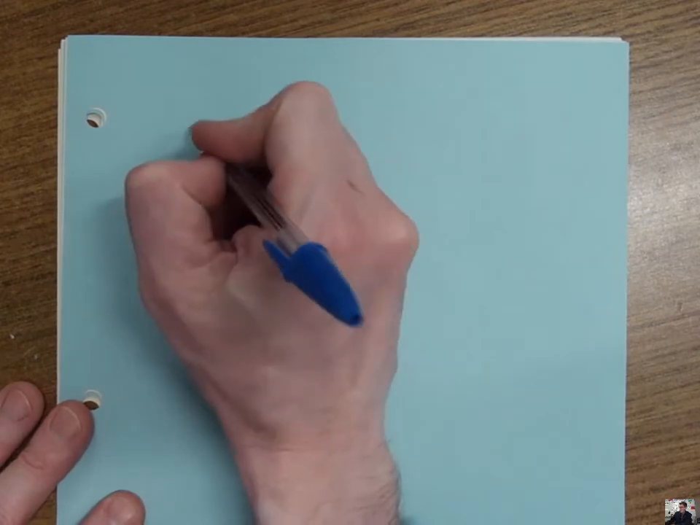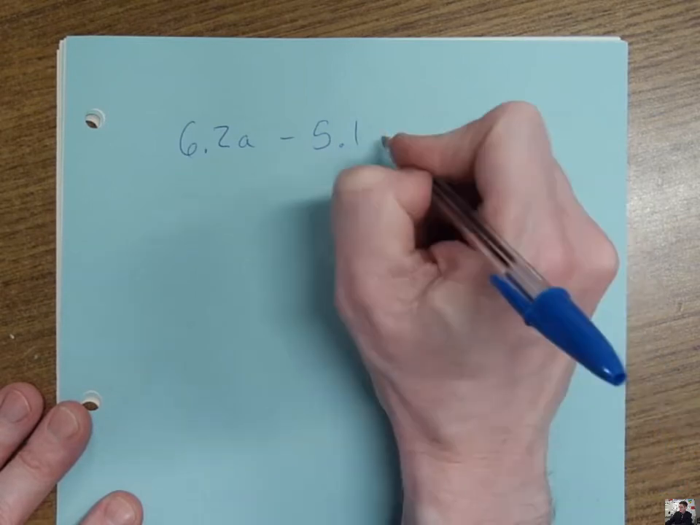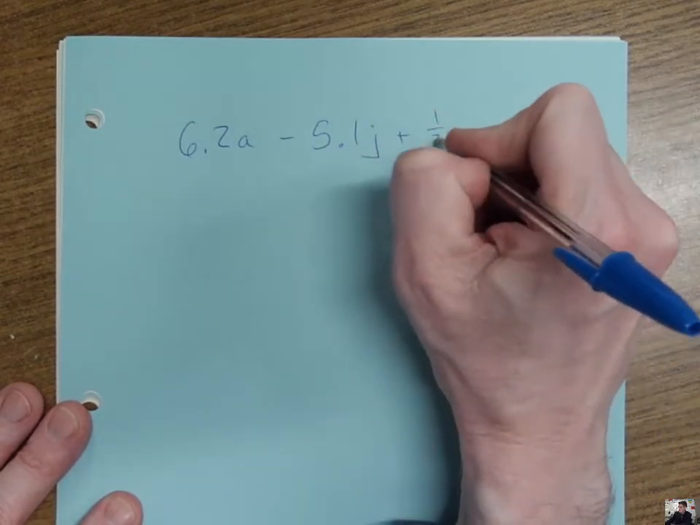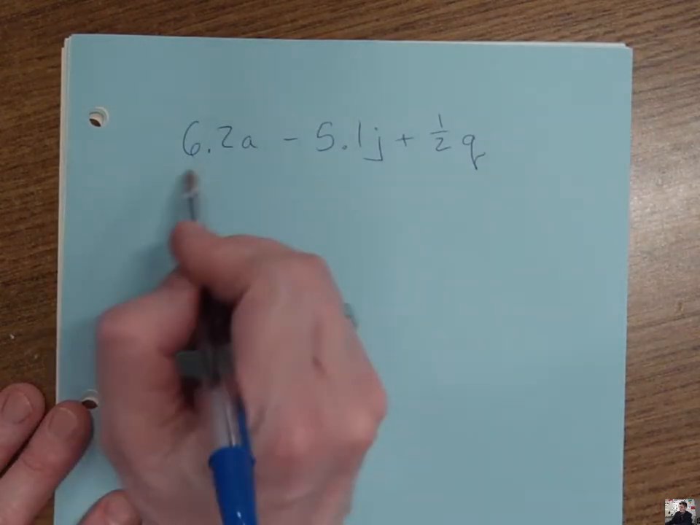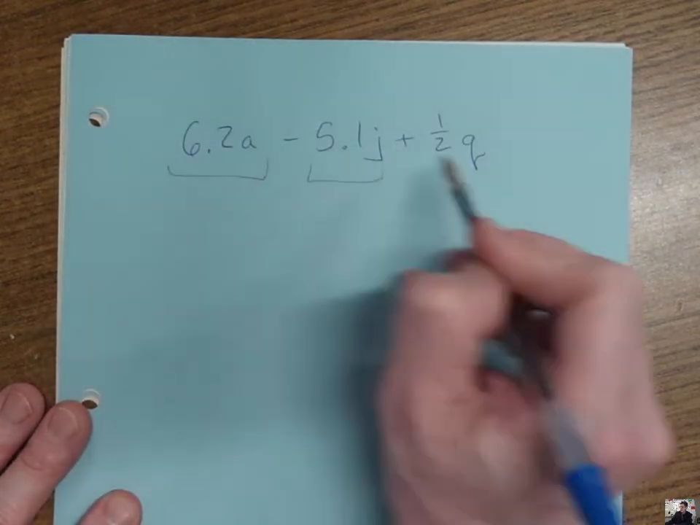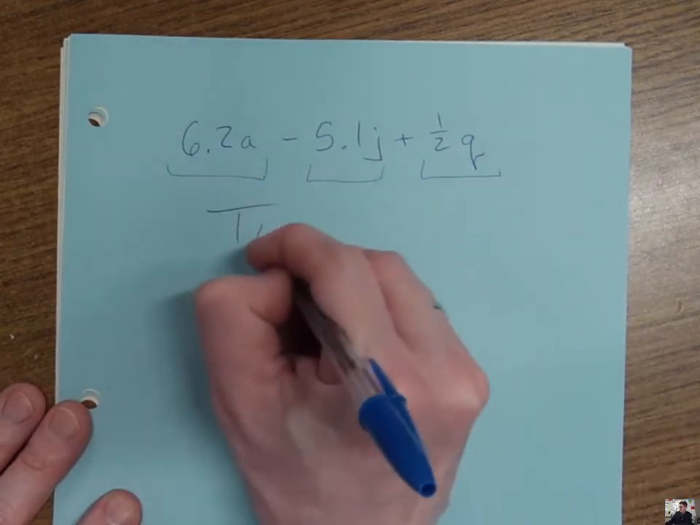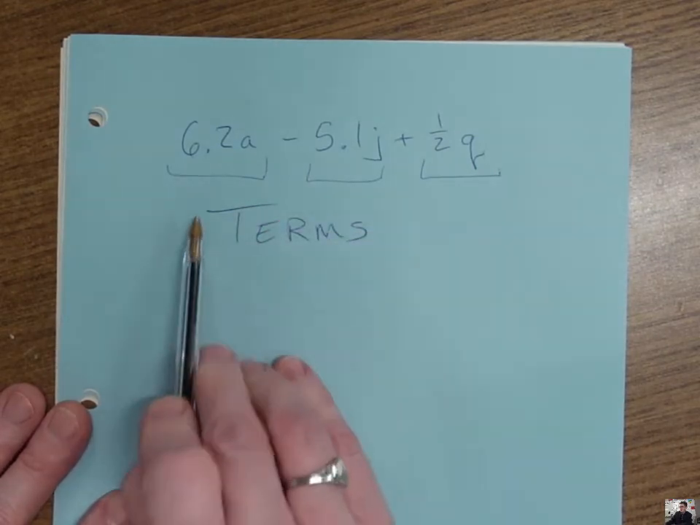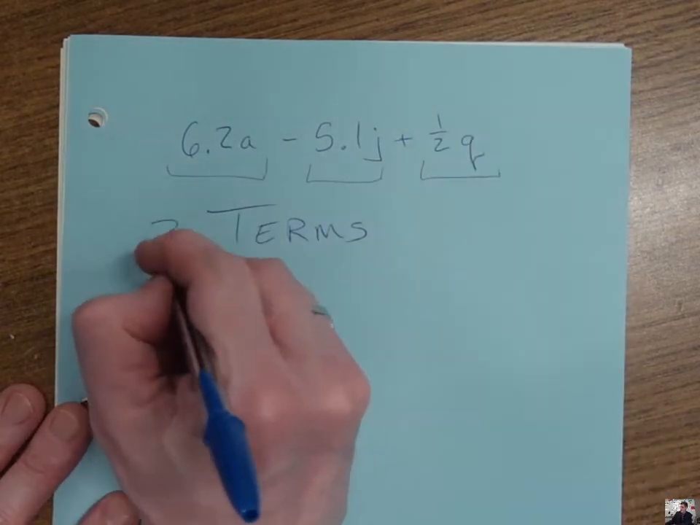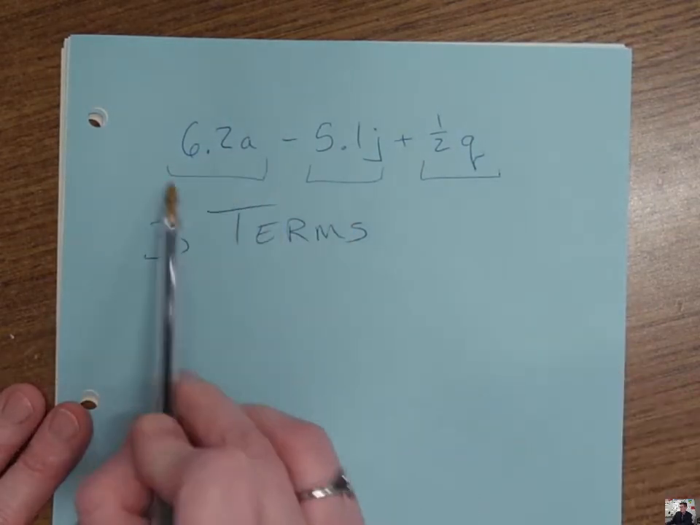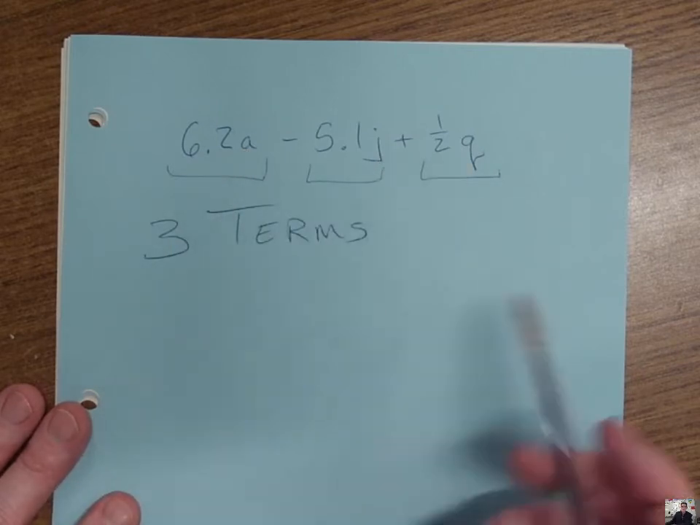In a mathematical expression, 6.2a minus 5.1j plus, let's do 1/2 q. In a mathematical expression, each of these items right here that are separated by plus and minus, they're on their own. They're called terms. These are terms of the mathematical expression. So for example, this one has 3 terms in it. We've got this term with an a on it, this term with a j, and this one with 1/2 q.